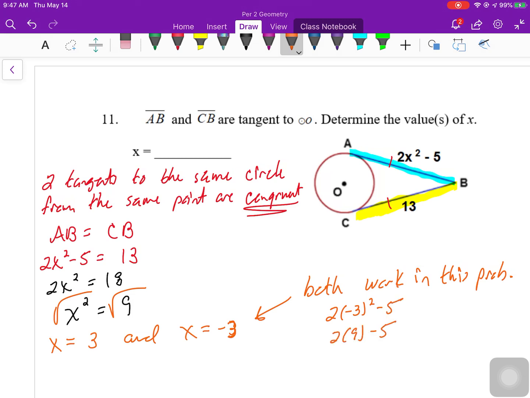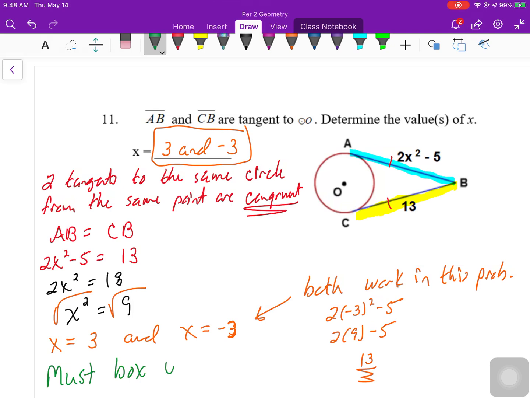Because if I put the -3 in, 2 times -3 squared minus 5, that's really 2 times 9 minus 5. That's 18 minus 5, which is 13. Since they both work, we have to list both answers. So our answers are 3 and -3.